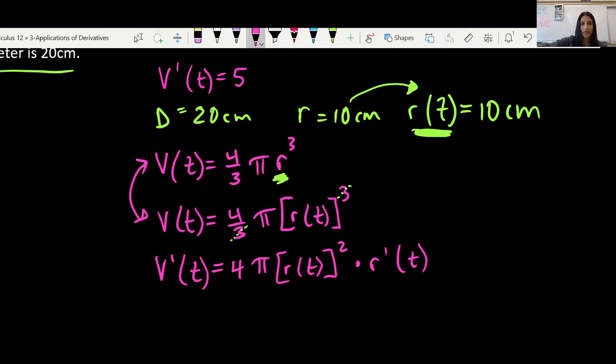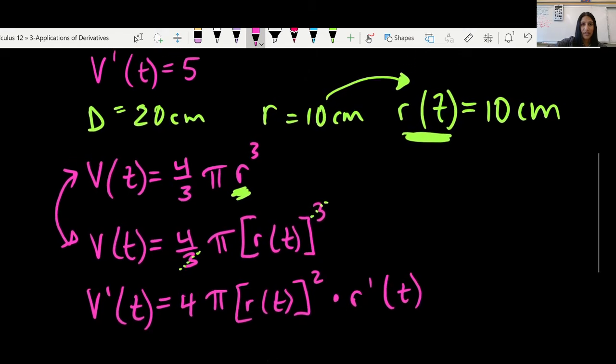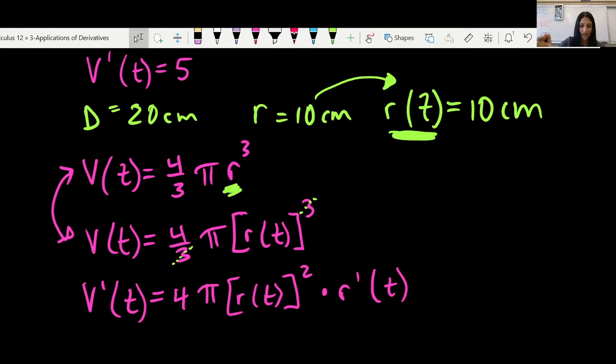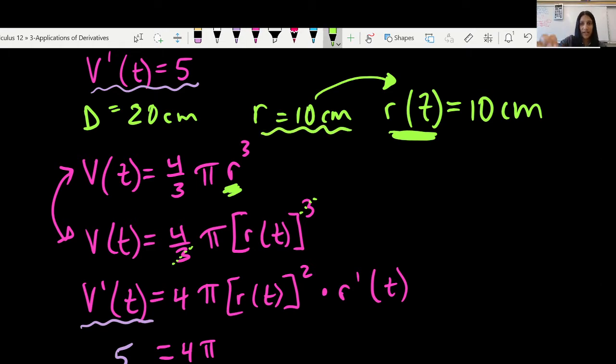Okay, so working our way through all of this, let's start to put this together. We know from up here that our v prime of t is equal to 5. So I can substitute in 5 here because we already knew the value of it. That will help us work our way through this. Equals 4 pi. And then we also knew that r of t from right here is equal to 10. Or sorry, I should use that one instead, but same thing. So that is equal to 10 here.